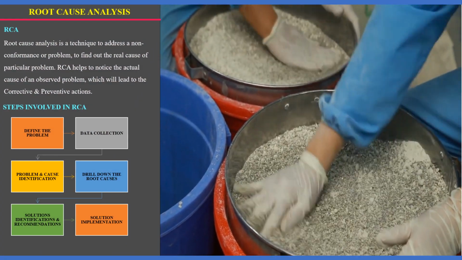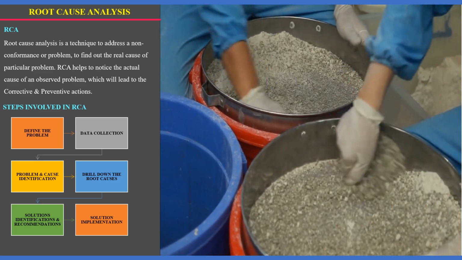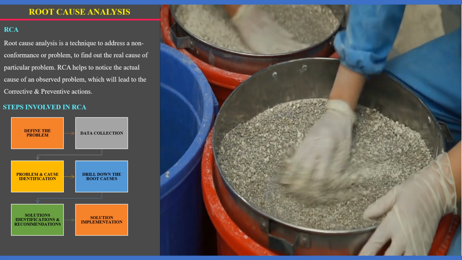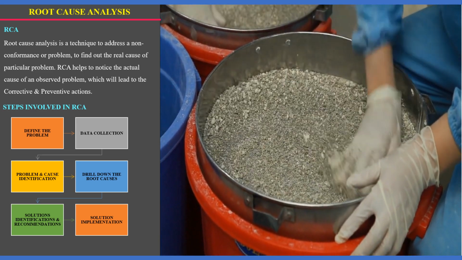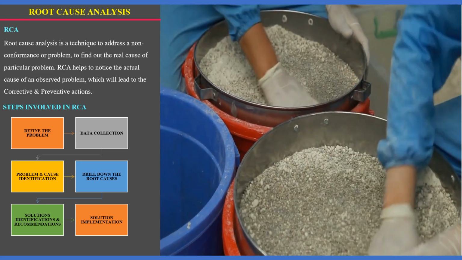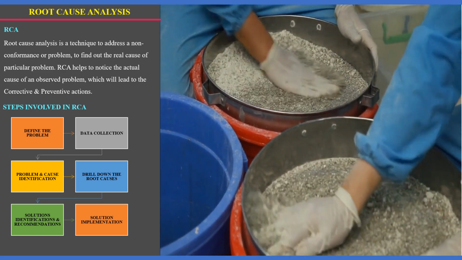Root cause analysis is a technique to address a non-conformance or a problem to find out the real cause of a particular problem. Root cause analysis helps to notice the actual cause of an observed problem, which will lead to the corrective and preventive action. So what are the steps involved in root cause analysis?